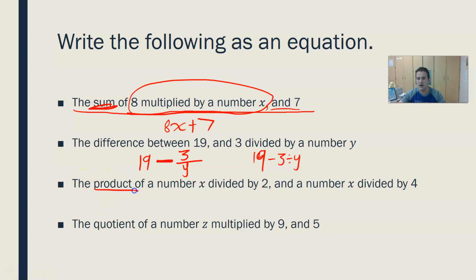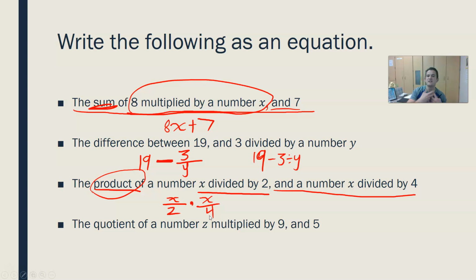The product, that's multiplication, of a number x divided by 2 and a number x divided by 4. So I have a number x divided by 2, which would look like this. I'm doing the product, so I'm multiplying by a number x divided by 4. So I'll skip that last one, but this is what we're doing. This is what part of our assignment is going to be on. If I were to say these out in English words, how would you write them in math terms?